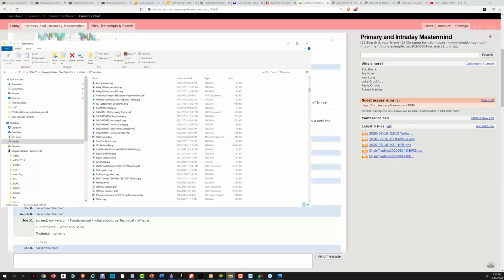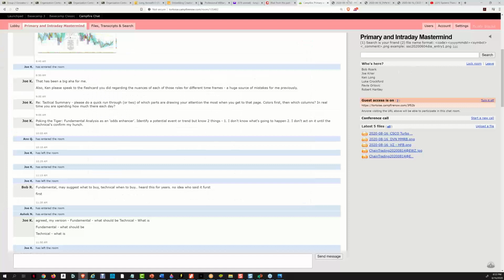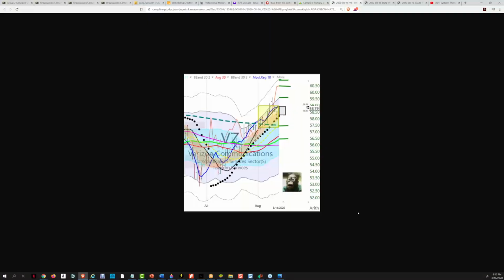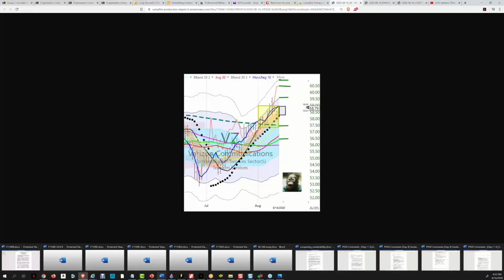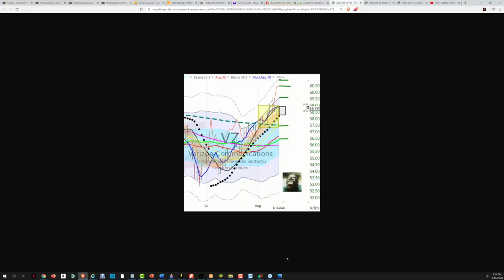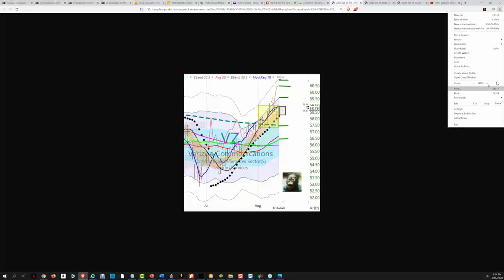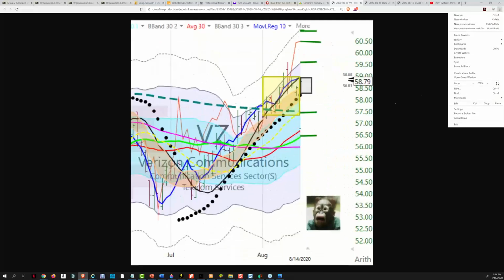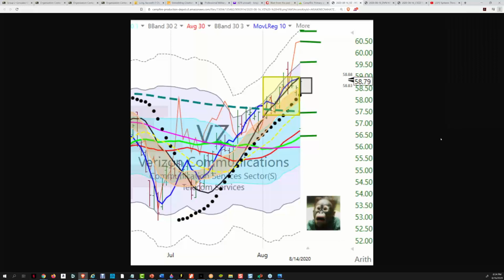All right. Let's go take a look at some trade frames then. How cute is this one? All right, so here's Verizon, and I like what we got right here.